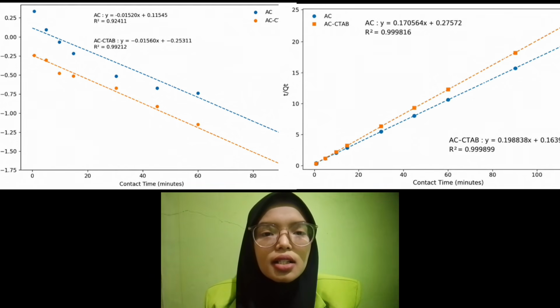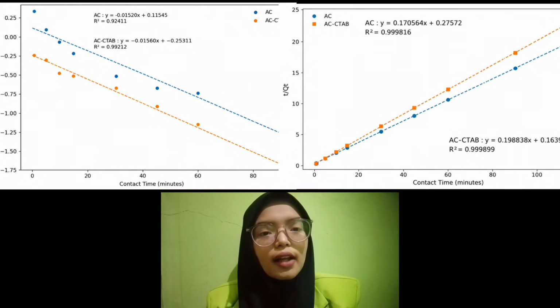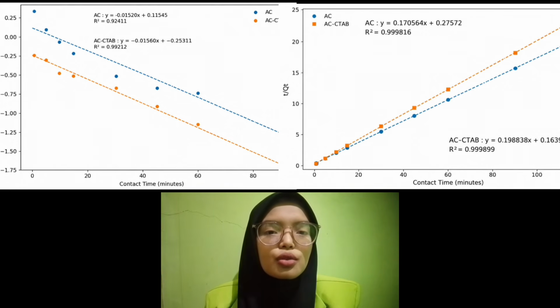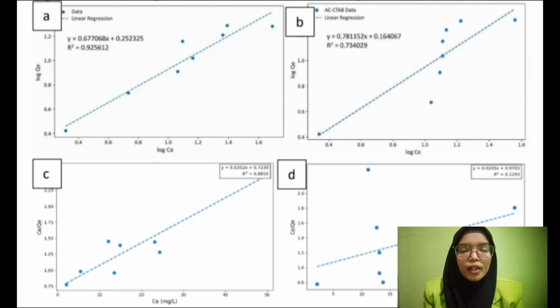In addition, the second order rate constant increased from 0.1055 to 0.2411 gram per milligram per minute after CTAB modification, indicating that the modified adsorbent reached adsorption equilibrium more rapidly than the unmodified carbon. The adsorption equilibrium was further evaluated using the Langmuir and Freundlich isotherm models.